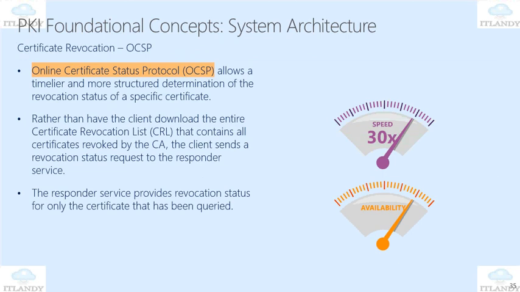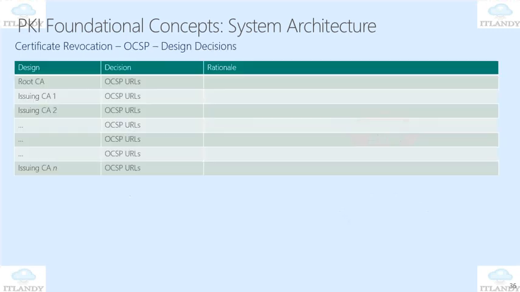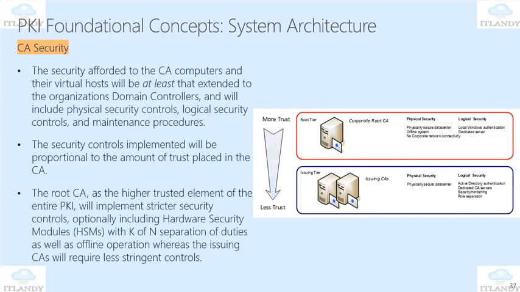Next is the Online Certificate Status Protocol, OCSP, which allows a timelier and more structured determination of the revocation status of a specific certificate. So, for speed and availability, rather than having the client download the entire certificate revocation list that contains all the certificates revoked by the CA, a client sends a revocation status request to the responder server, and the responder will basically give an update based on the query. Similarly, we need the OCSP URLs location.